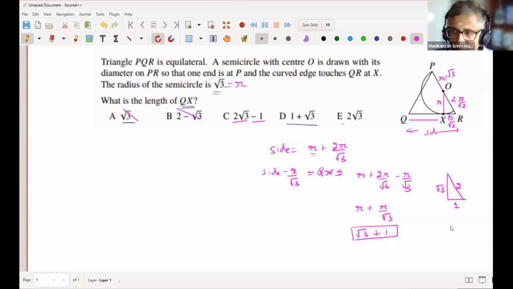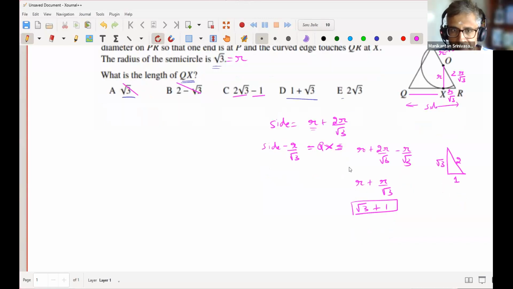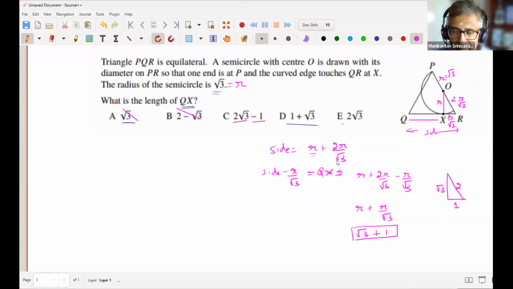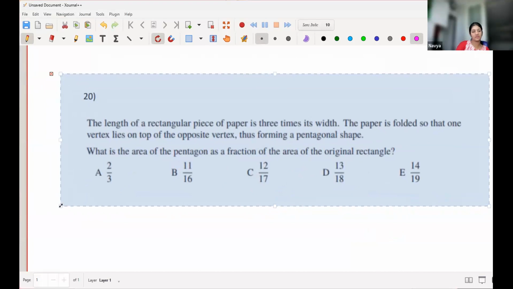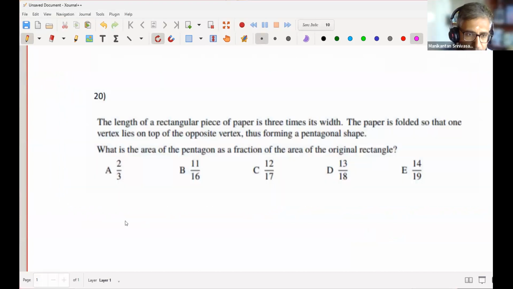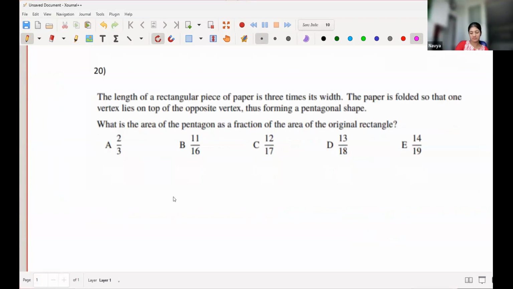Sorry, I messed up a few things here. Okay, that was question 19. Question 20. Let's see who was able to do this. Navya, were you able to do question 20? No, sir, I wasn't able to do any after this. As in you tried, but you're not able to get it. Okay. Anyone else? Sir, I got 13 by 18. 13 by 18. Okay. Any other answers?